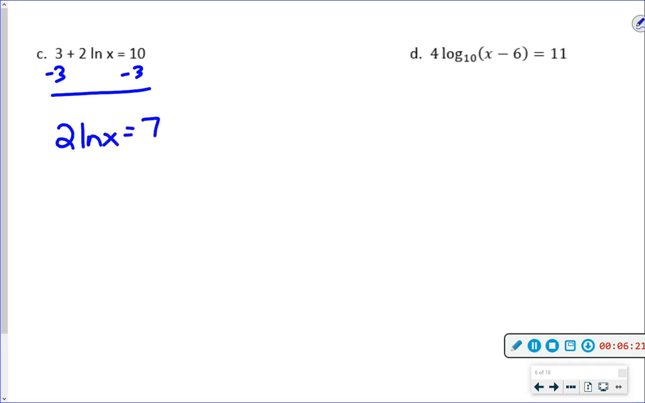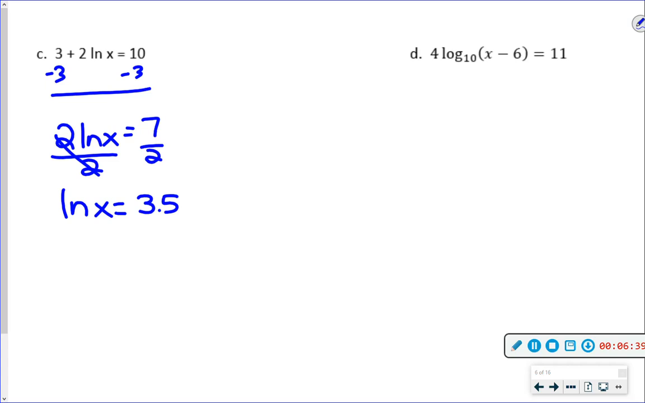Now, of course, I'm trying to get the ln alone. I'm trying to get the variable expression alone. So I'm going to get rid of 2. You can leave it 7 over 2 or make it 3.5. I really don't care. You can use decimal, though usually I do prefer fraction.